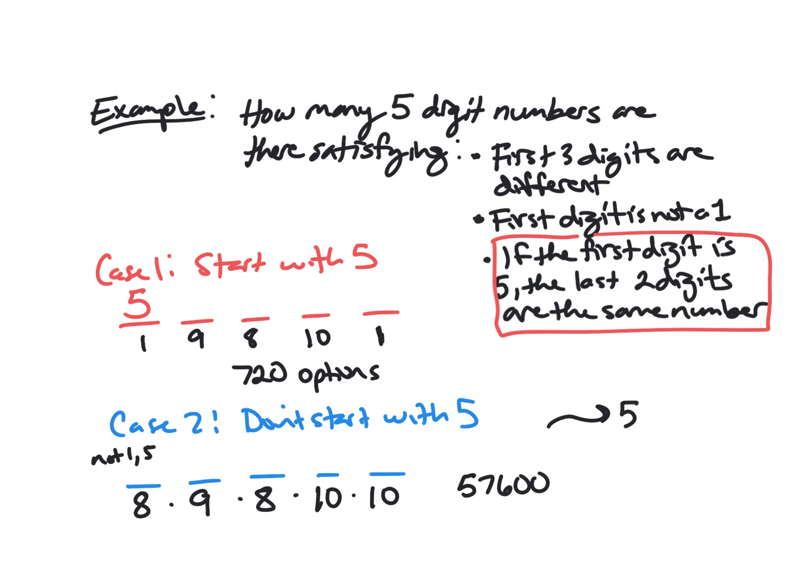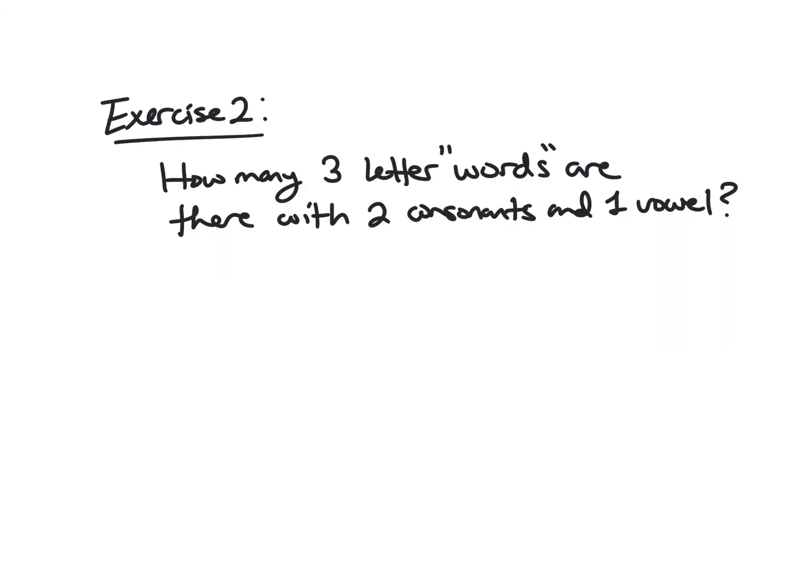And so overall, we have 58,320 different options because we just add them up, right? 720 plus 57,600.